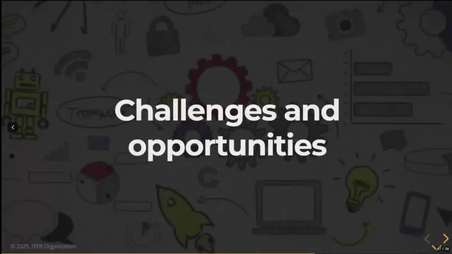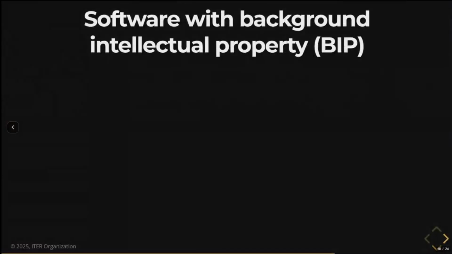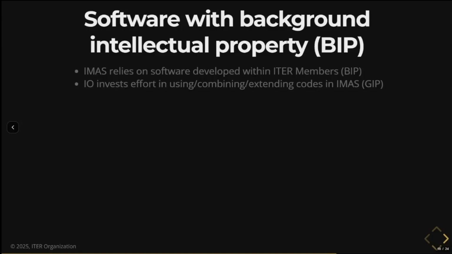Now, what's next? First of all, what are the issues that we faced in this? Coming back to the story of the IMAS core library and why it's not yet openly accessible, that's the problem with software with background intellectual property. A majority of IMAS software, especially physics codes at the moment, are not being developed from scratch at the ITER organization. They existed and were developed over years within the ITER members. And so they have background intellectual property.